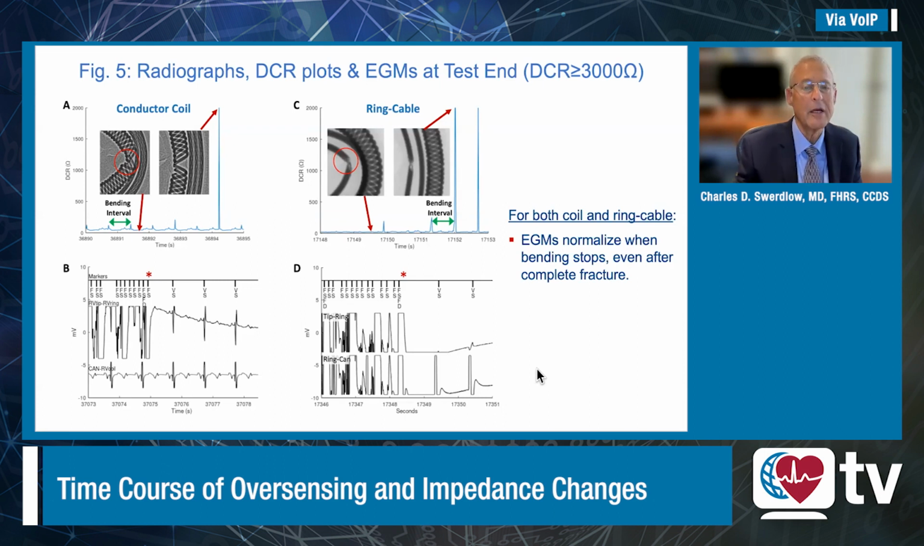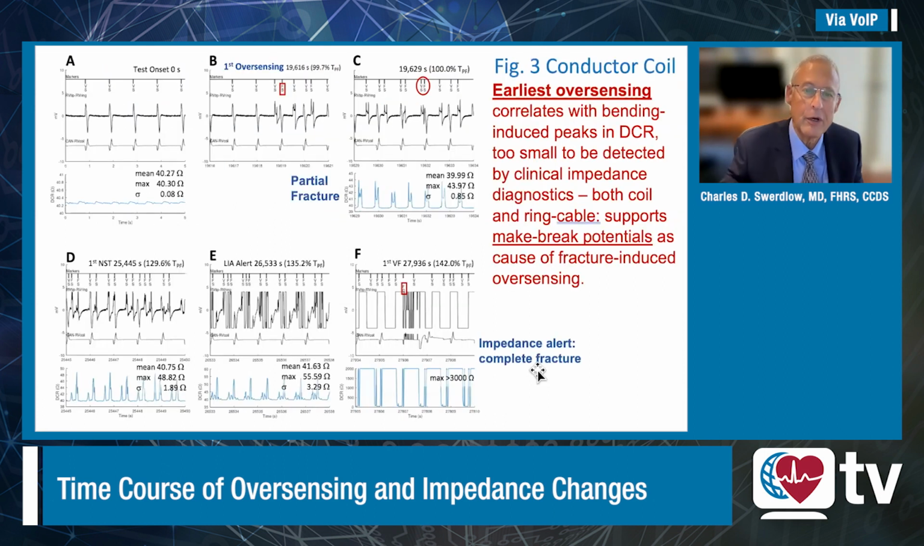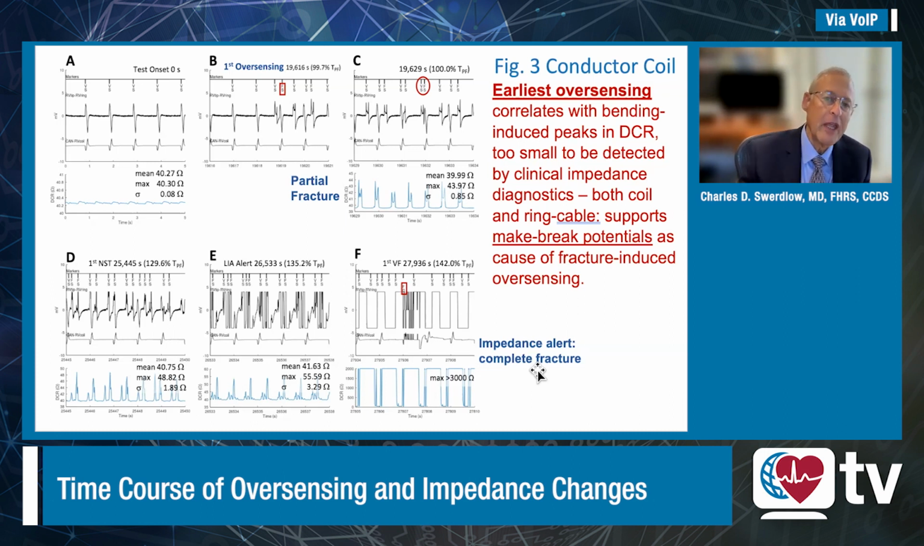Finally, I would like to come back to one point I touched on earlier, but develop it a little bit. And this is the point that oversensing correlates very directly with pacing-induced peaks in impedance, even though they're very small. If we look at the present slide, and start with panel A, this is figure 3 from our paper that shows the progressive sequence of changes for a conductor coil fracture, and in our paper, figure 4 shows the same findings for a cable fracture, but we can see what a baseline electrogram looks like.